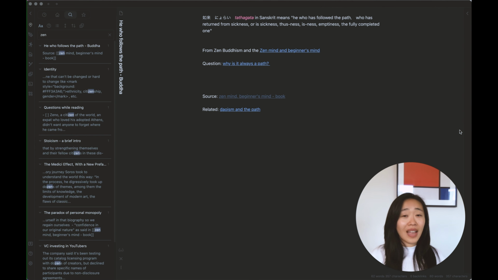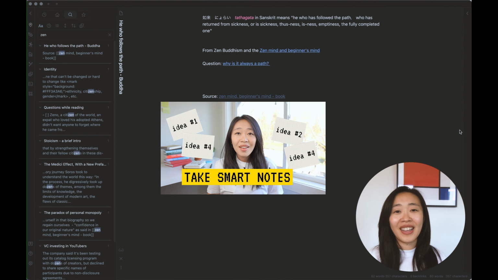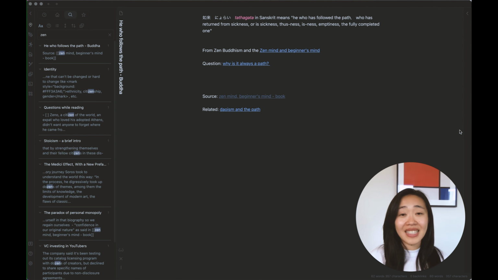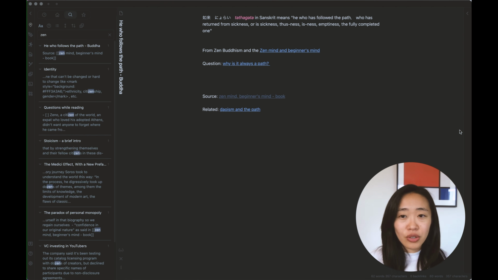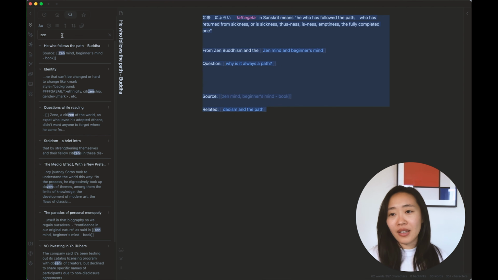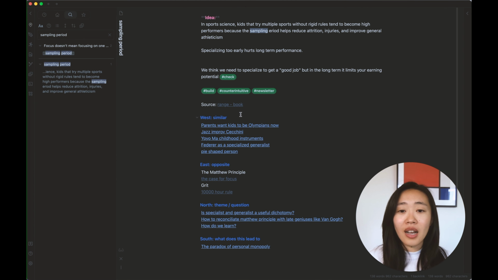And one fabulous tool, I've mentioned this in my previous video on atomic and smart notes, is the idea compass, or the compass of Zettelkasten thinking, with my friend Faye, who came up with this idea. And let me show you how it works. So let's go back to the sampling period. As you can see, I have the compass written out here. There's west, similar, east, opposite, north, the theme or the question, and south, what does this lead to?